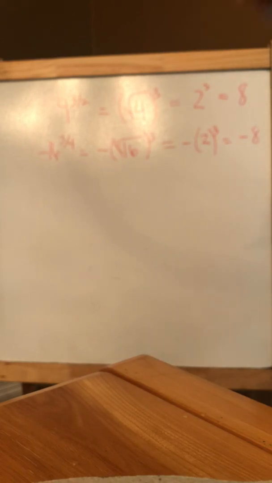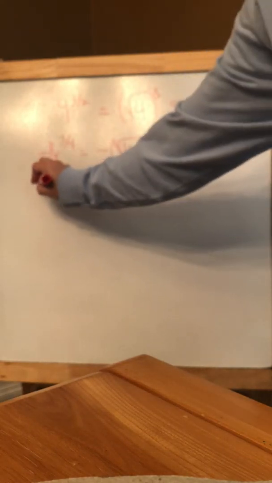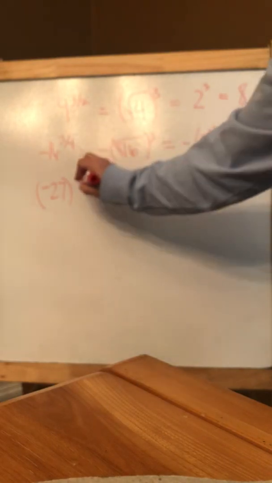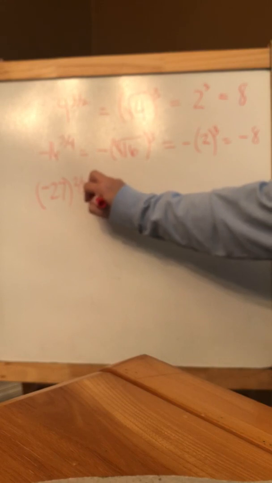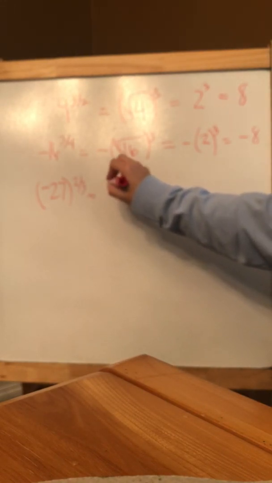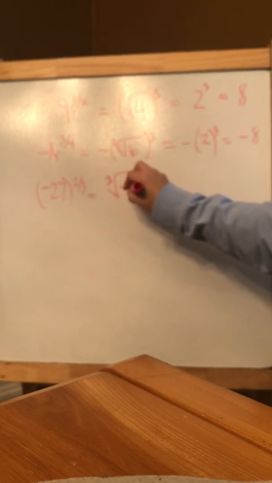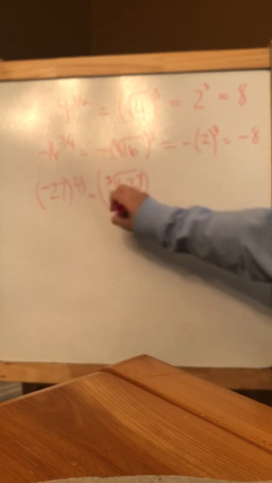All right, how about C? We have negative 27 in parentheses. The whole thing's in parentheses. So negative 27 to the 2/3. Okay. Again, one step at a time. We're going to take everything in parentheses to the cube root. So we have negative 27 here. Then we take the entire thing to the second power.